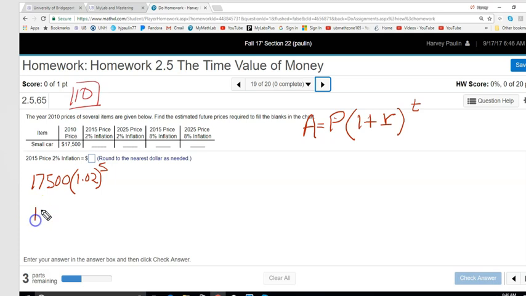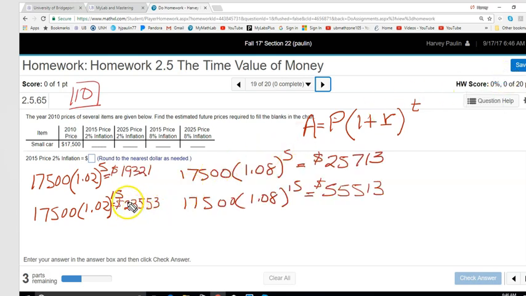And then the next one would be 17,500 times 1.02. Now for 25 years, still 2%, but our years in 2025, that's 15 years. And then you can do the same thing, but here it's 8% inflation. Let's see what you get.